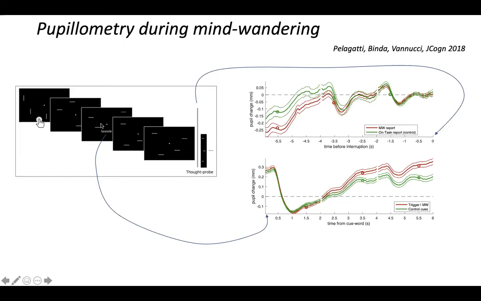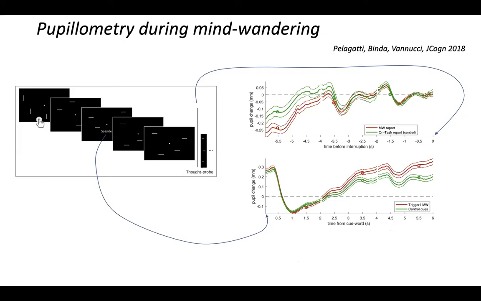In addition, if we looked at the cue phrases and separated out those that were reported to be triggering mind wandering, in red, and those that were not reported to be triggering mind wandering, in green, we found that there was a progressive pupil dilation after cue phrases that had triggered a mind wandering episode. So overall, we find that mind wandering is associated with a progressive pupil dilation unfolding over several seconds of time.